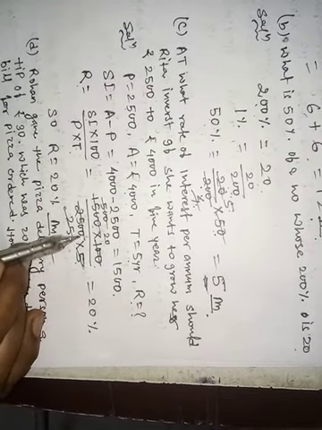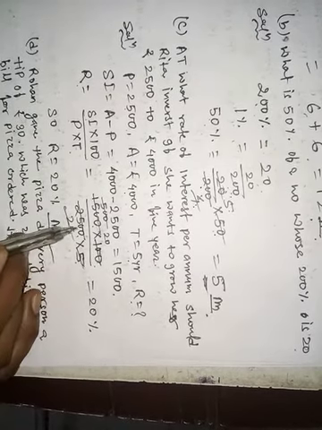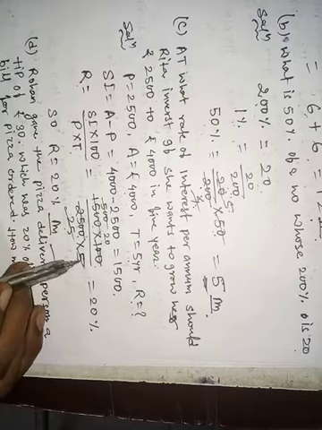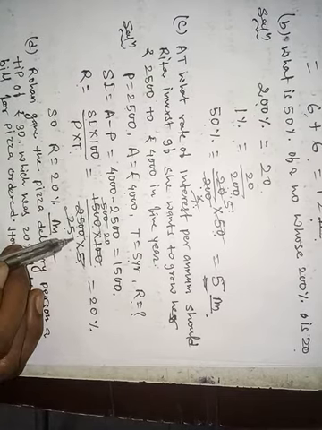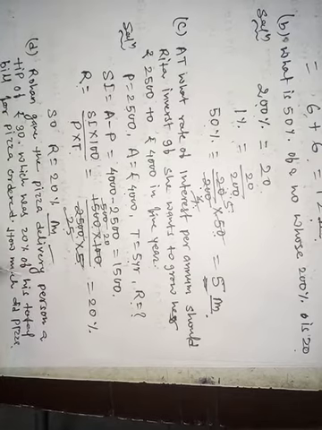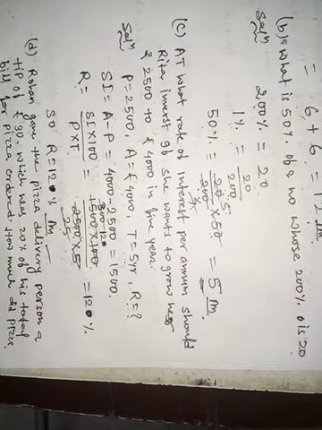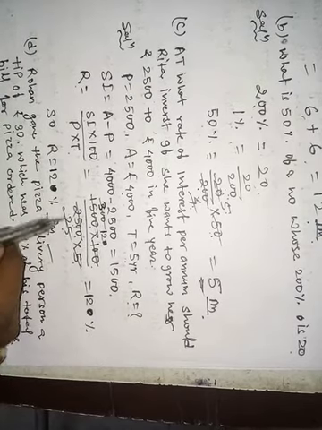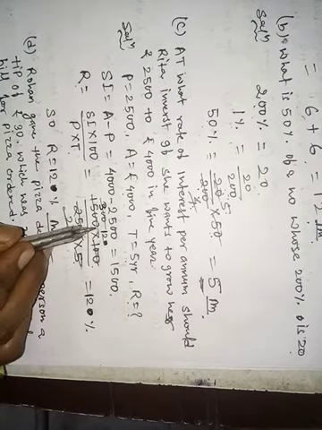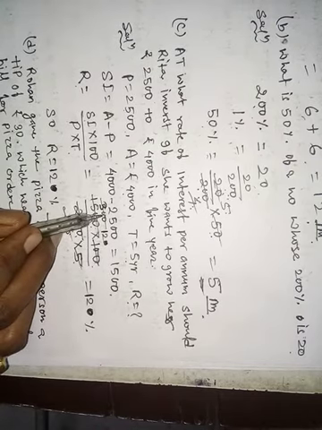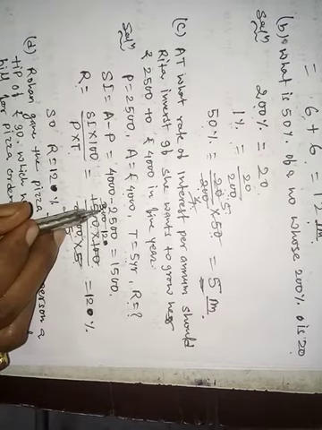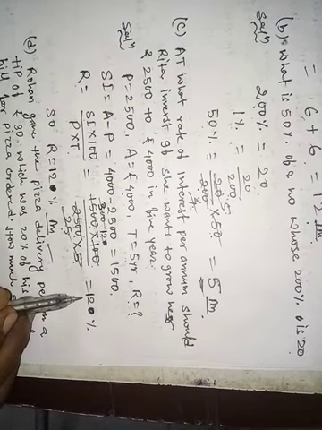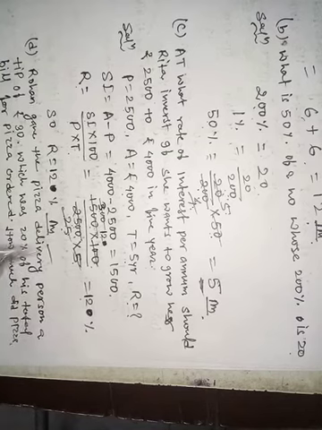So cancel 100 with 2500, 25 times. Again 25 cancels with 1500, 60 times, and cancel with 5. Here cancel 100 with 2500 in 25 times. Again 25 cancels with 1500, 300 times. Again 25 cancels with 300, 12 times. So you get R is equal to 12%. So R is equal to 12% is the answer.